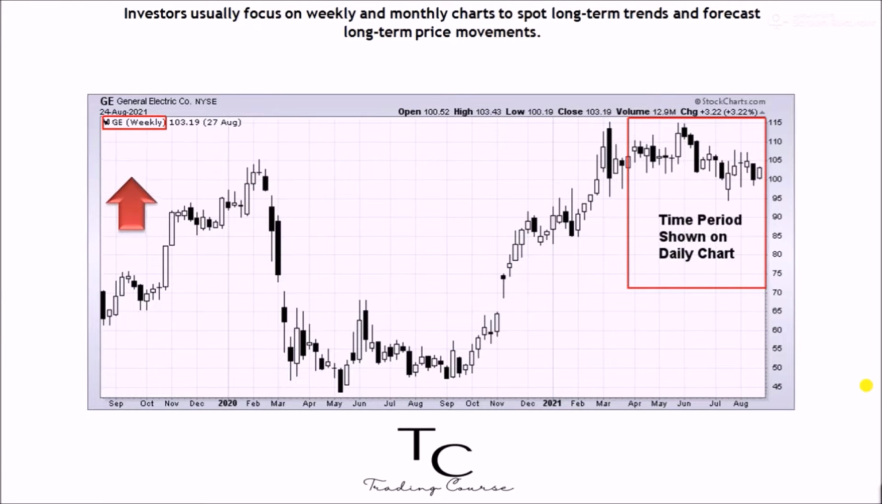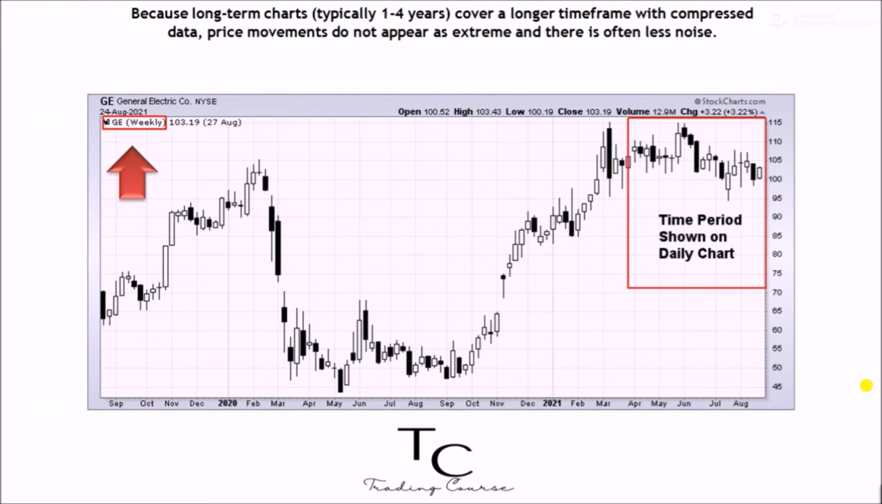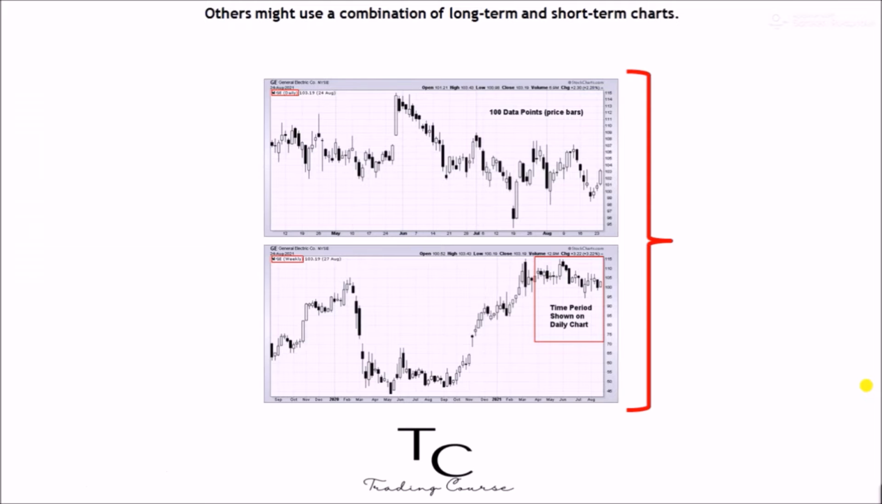Investors usually focus on weekly and monthly charts to spot long-term trends and forecast long-term price movements. Because long-term charts, typically 1 to 4 years, cover a longer time frame with compressed data, price movements do not appear as extreme and there is often less noise. Others might use a combination of long-term and short-term charts.